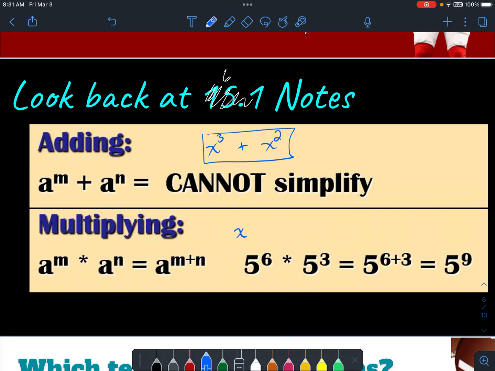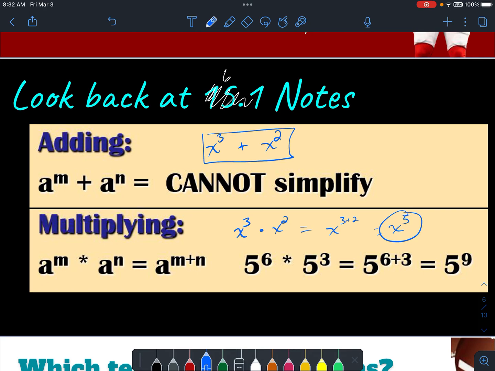Versus what we did a lot when we did exponent rules, we had x cubed times x squared. In this case, we could simplify those by adding the exponents, because when you are multiplying, we add the exponents. This will really turn into an x to the 3 plus 2, which would then be x to the 5th.